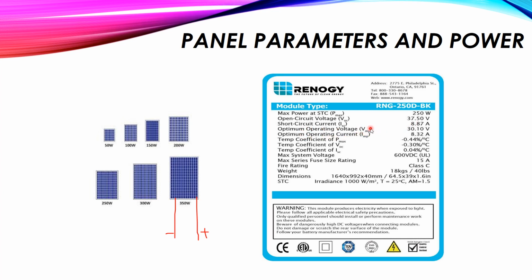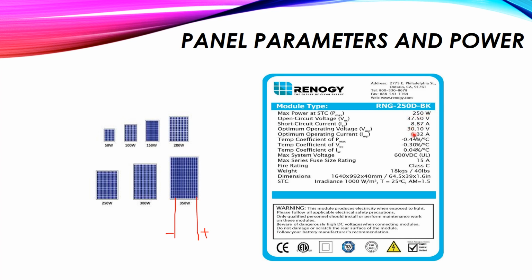So what does this mean? If we can produce a voltage of 30 volt across the panel and the current absorbed from the panel is equal to 8.32, then in this case we will provide the maximum power. So when the panel voltage and current are 30 volt and 8.32, we can get the maximum power of the panel. So what is the maximum power of the panel? It is 250 watt.